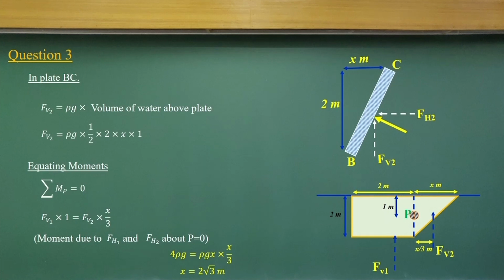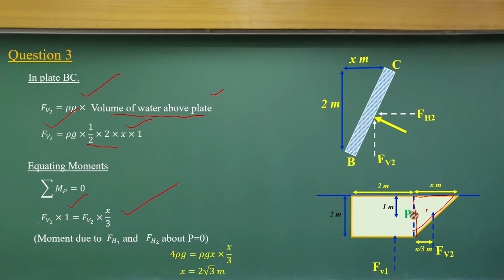Similarly, we can compute FB2 for this part: the volume of water above the plate into rho g, that is, the volume of the water times the unit weight of the water. That is what we can write in terms of x for FB2. Now we equate the sum of the moments at the origin: FB1 into 1, and FB2 into x by 3. This will be at x by 3 distance from this, since the CG of this part is at one third of the x distance.